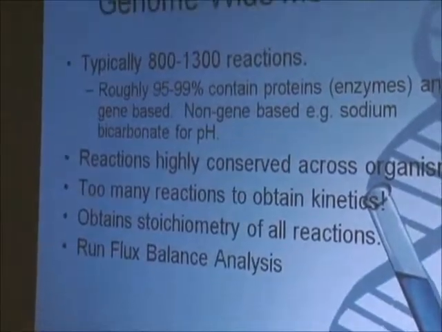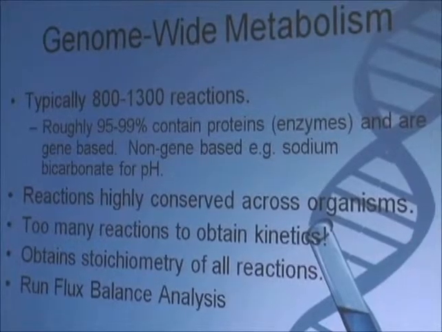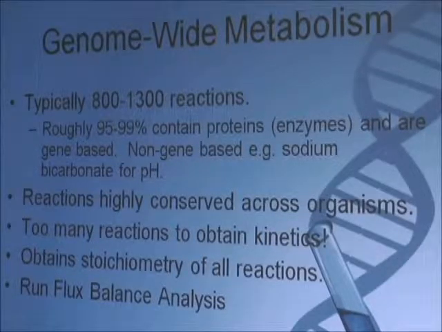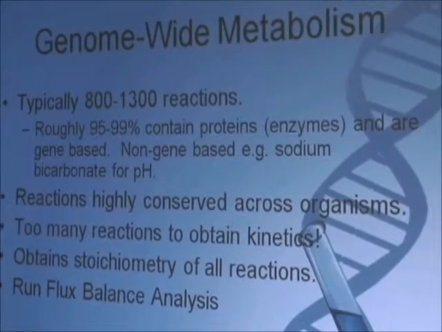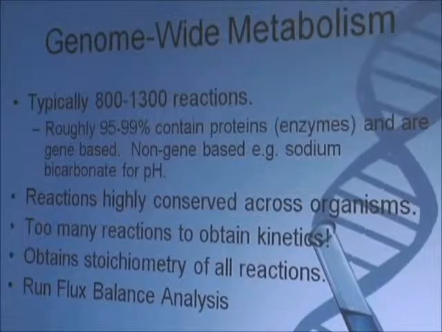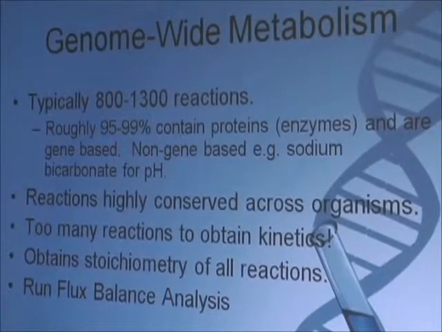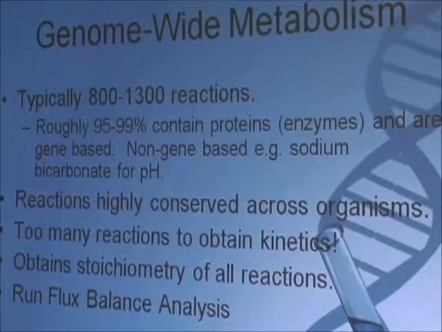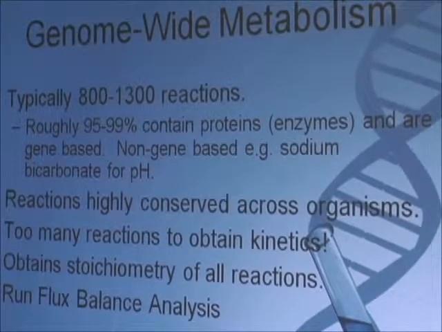And everything gets interlinked at some point. Now we have genome-wide metabolism. Each organism that we probably want to target usually has between 800 to 1300 reactions. And of these reactions, 95 to about 99 percent contain proteins or enzymes that are genes. The rest can be non-genes. Now, these reactions are highly conserved across organisms. For example, if this organism uses A plus B to equal C, and that organism uses A plus B to equal C, usually the gene for that is the same in both organisms. So the genes are highly conserved among organisms and usually represent the same reaction. And that's an assumption we go with when we're comparing organisms.